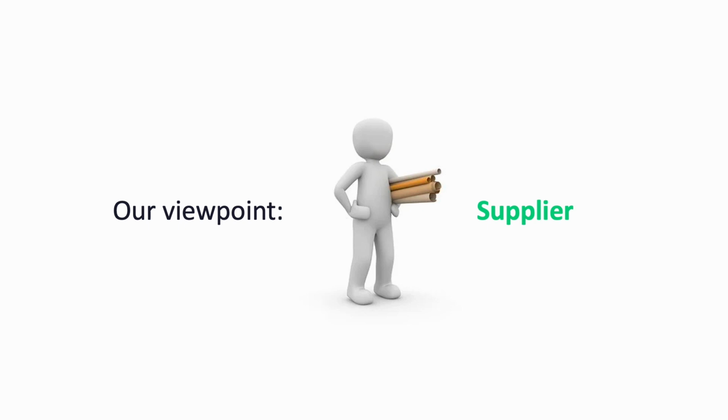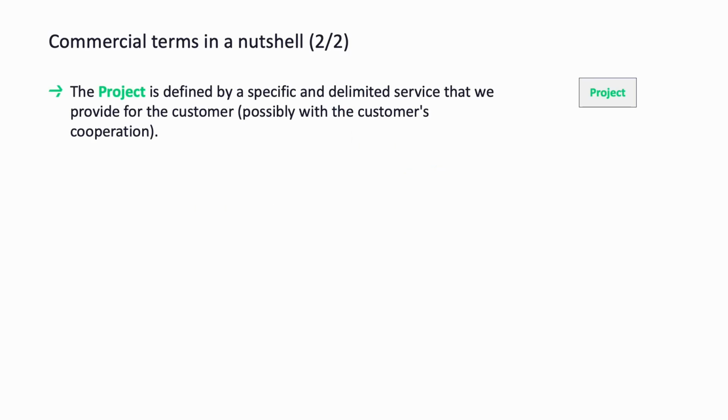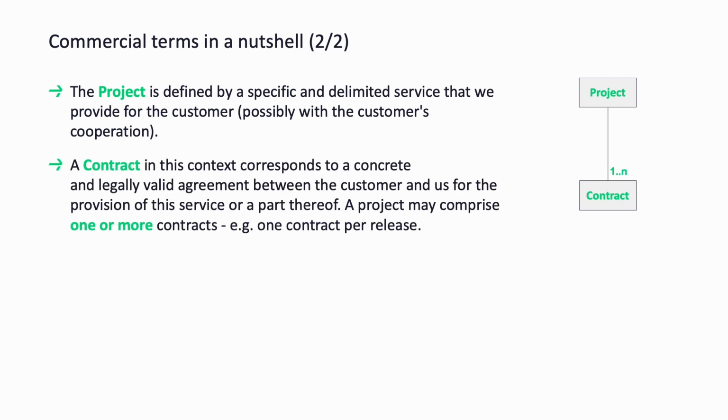And so back to the important terms. Our service as a supplier is therefore the implementation of the software project. In other words, the project is defined by a specific and delimited service that we as a supplier provide for our customer, possibly with the customer's cooperation. A contract in this context corresponds to a concrete commercial and legally valid agreement between the customer and the supplier for the provision of this service or a part thereof.